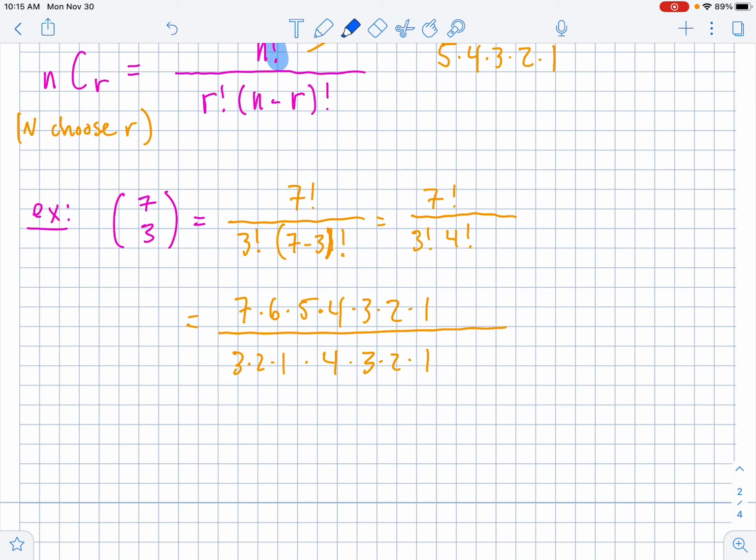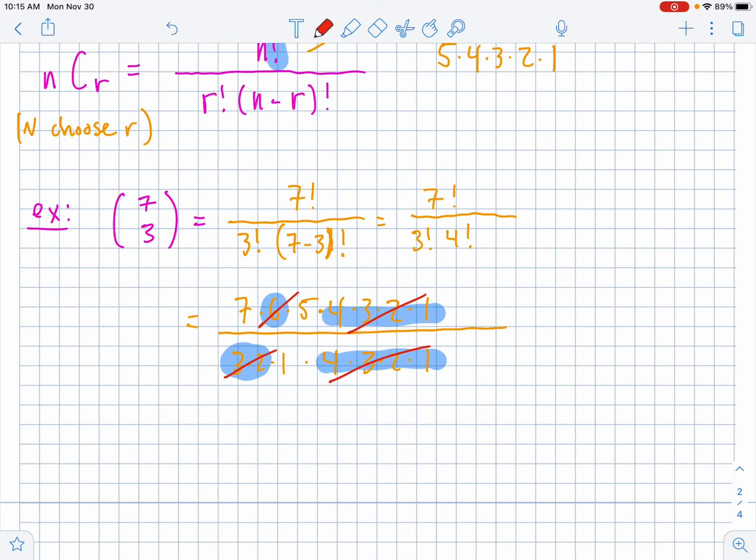So, some things I notice here. 4, 3, 2, 1 is the same on the top and the bottom. So, you know what? We can actually cancel those out. Those are gone. Another thing I notice, 3 times 2 is the same thing as a 6. So, those are gone as well.